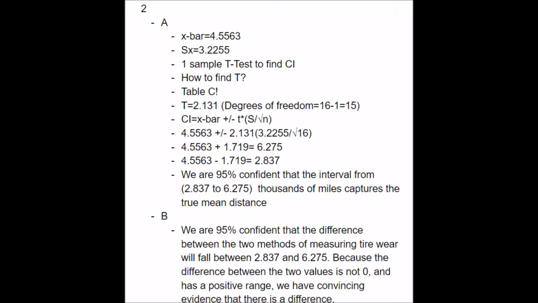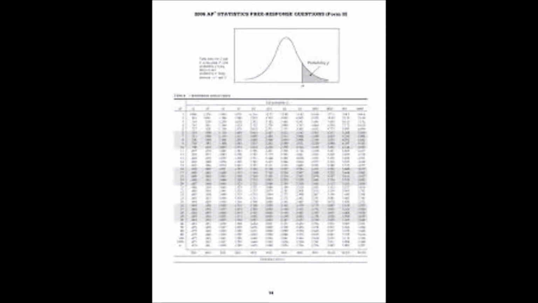To find t, we have to use table B, and I'll show you how to do that here. So let's hop into the table here. So the first thing you're going to do is go to where it says 15 on the left side, where it says degrees of freedom, because that's how many you have. You do 16 minus 1. Then you go all the way over to 95%, which is on the bottom part of that table, and find where the two meet, and that value is 2.131.